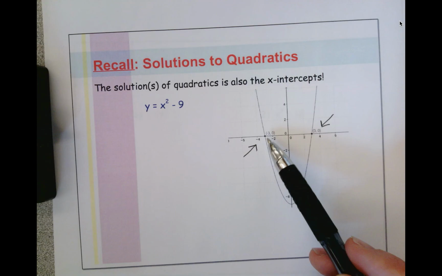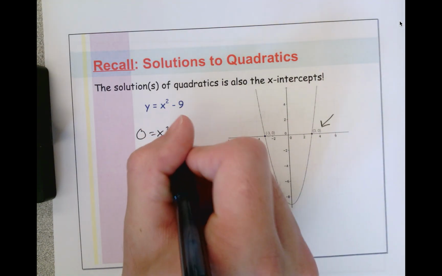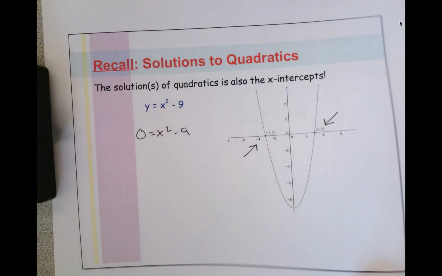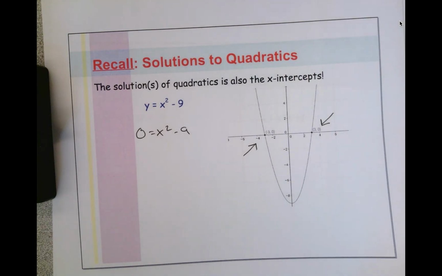I see that my x-intercepts matched what happened when I solved this equation with y being 0. I'd be able to go through and do that. Again, this is the same exact concept. And when we look at quadratics, it makes sense.